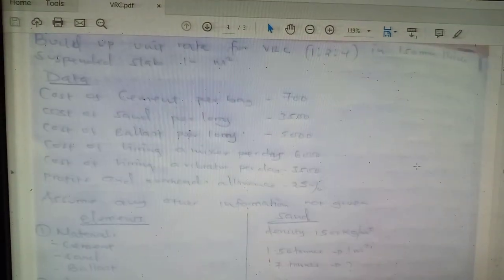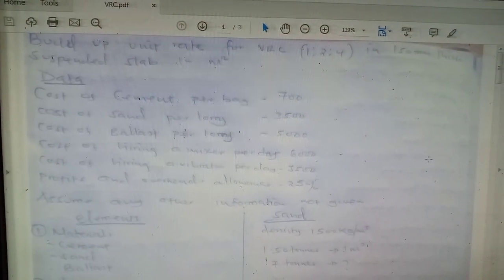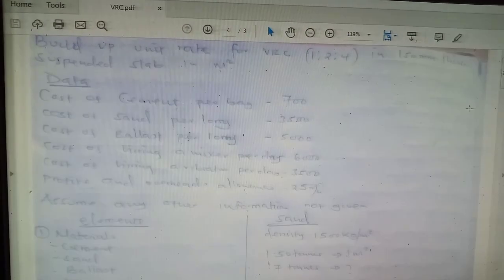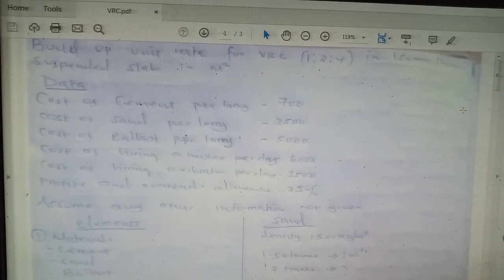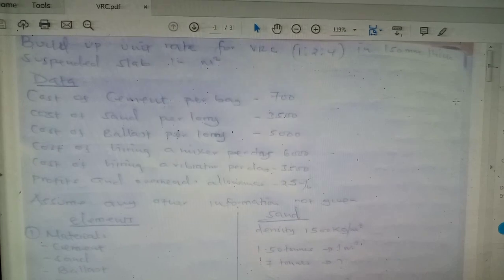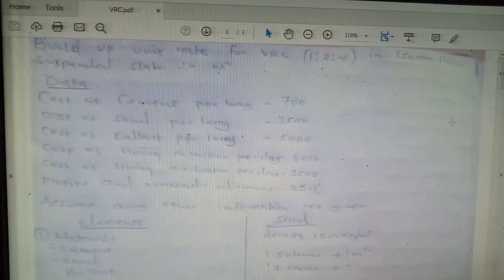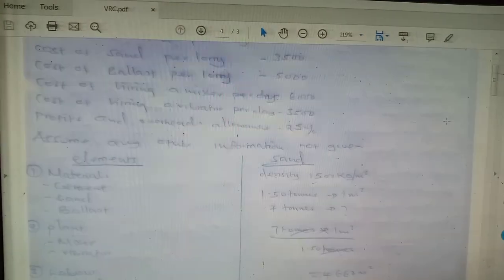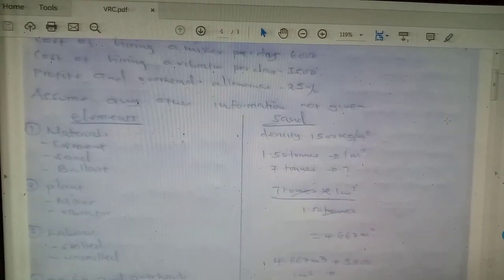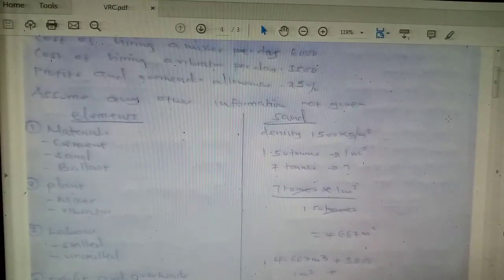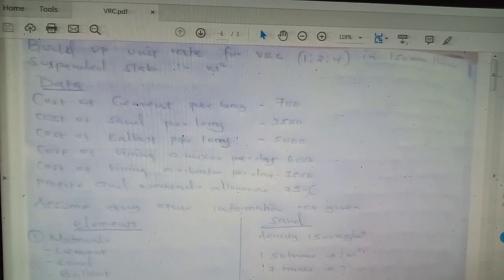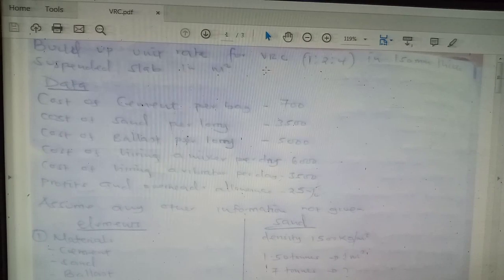In such a question, you first highlight the things that are affected. Here they want us to build up a unit rate for vibrated reinforced concrete works. In concrete works, there are elements that we discussed in our previous video. The first element is the materials that will be used to come up with that VRC, vibrated reinforced concrete.